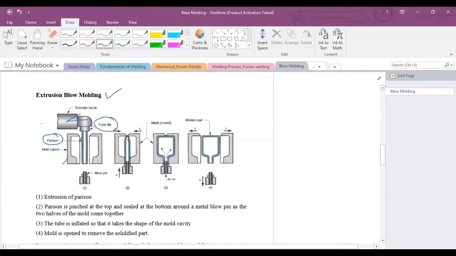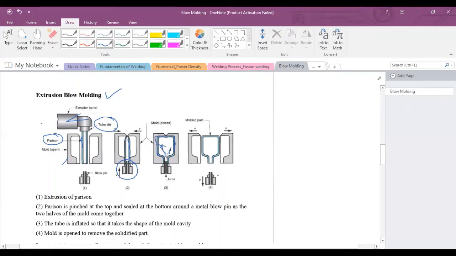This is the wall of the parison, blue is the wall of the parison, and then a blow pin is installed in the lower part of this mold, and through this blow pin air will flow. As you can see here, this air will flow and strike the wall of the parison, and it allows the wall of the parison to expand to the wall of the mold cavity.